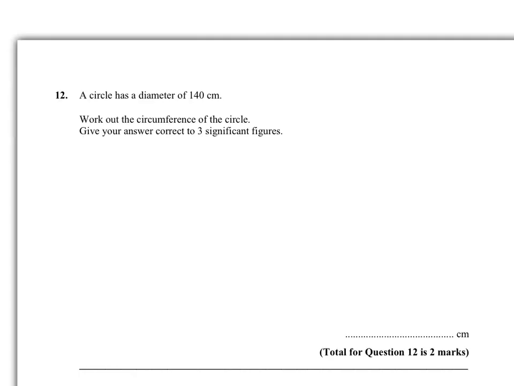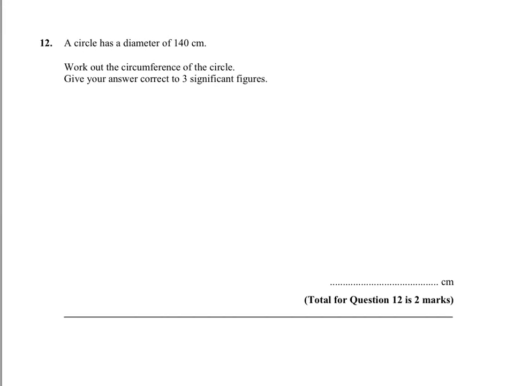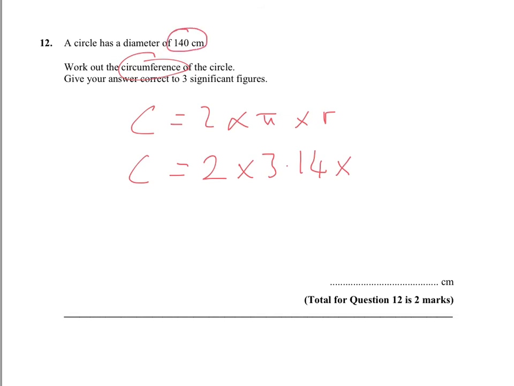Next question is this one. A circle has a diameter of 140 centimetres. Work out the circumference. So we're going to remember that the circumference is 2 times pi times the radius. So the circumference is 2 times 3.14 times the radius. Now the question gives us the diameter, so the radius would be half of that, which is 70. So 2 times 3.14 times 70, and if you type that in your calculator, we're going to get a decimal here.